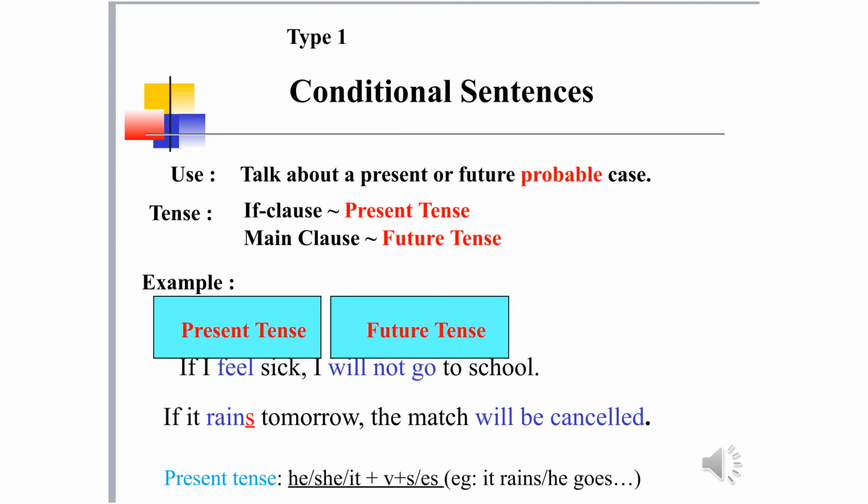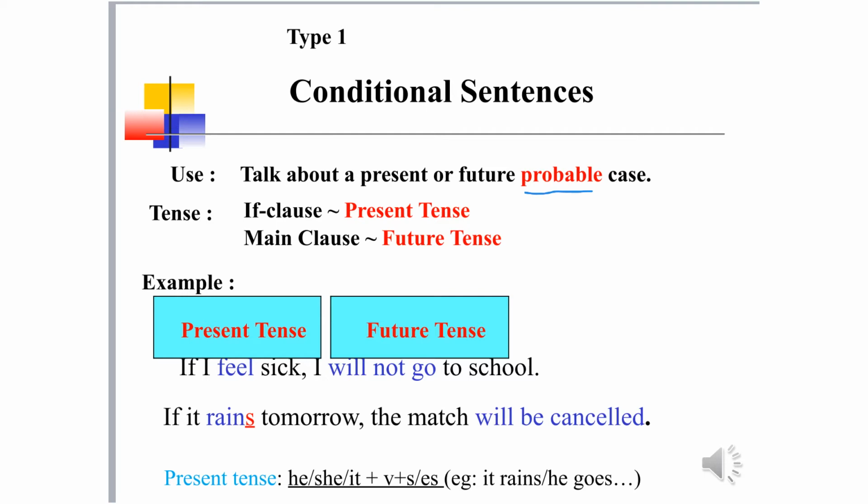Type 1. When do we use type 1? We use type 1 when we talk about a present or future probable case. Pay attention to this word, probable. Probable means it may happen, it may not happen. Okay, possibility, possible case, probable case.